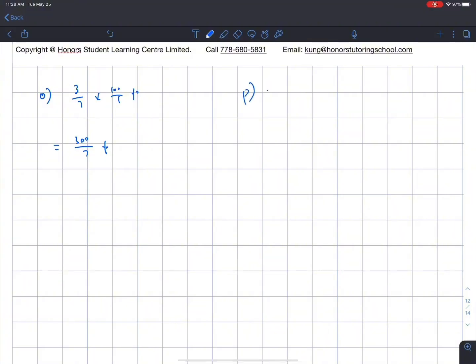And then P, 7 and 1/3 times 100 over 1%. 1/3 is 0.3 repeating. We can add a few more 3s. So now this will allow us to move the decimal point 2 places to the right. 1, 2. We got 733.3 repeating percent.